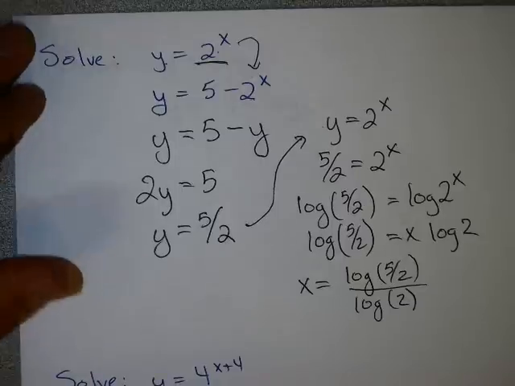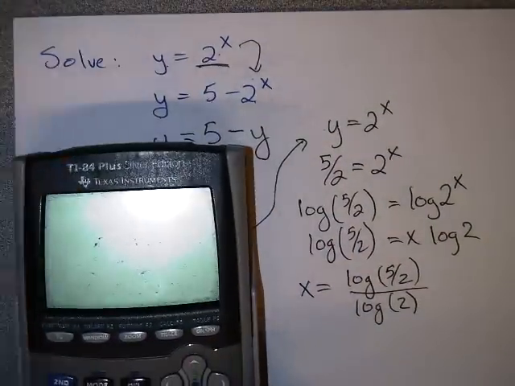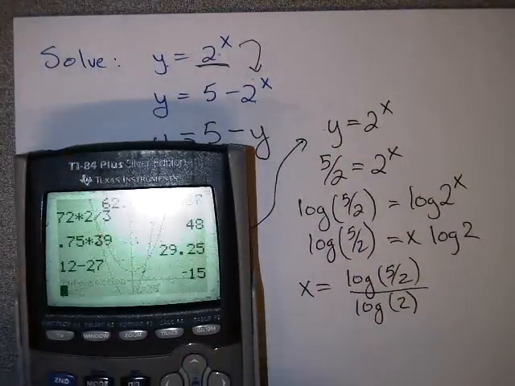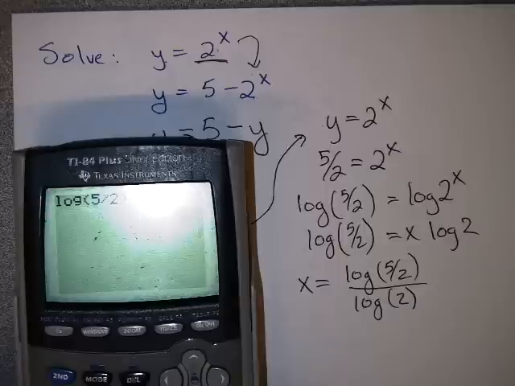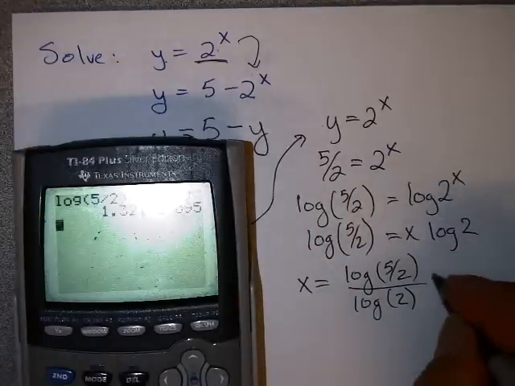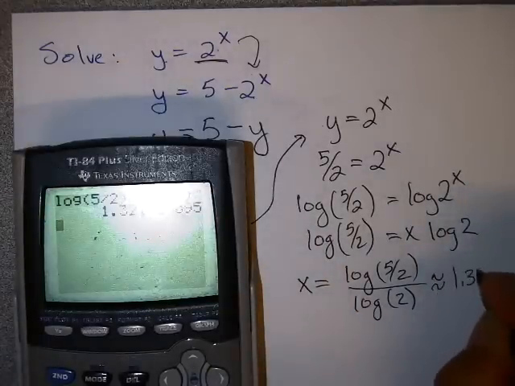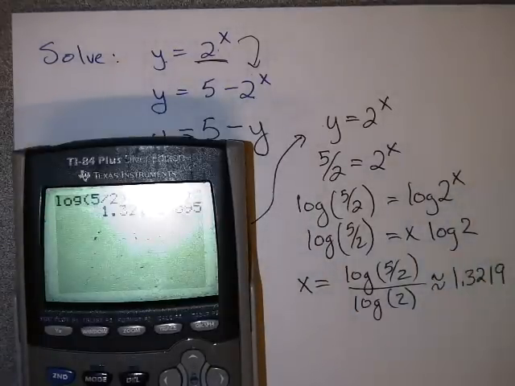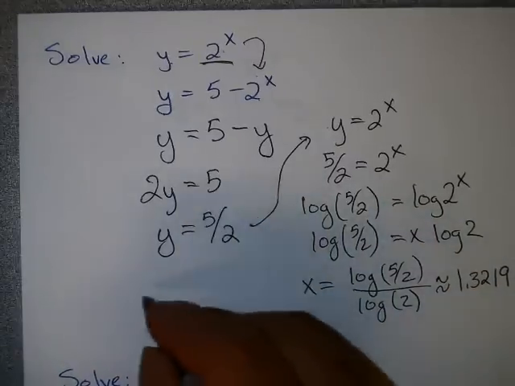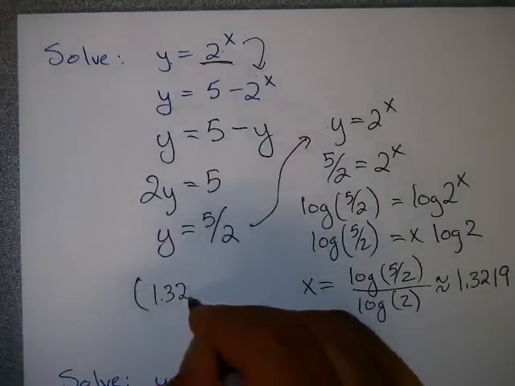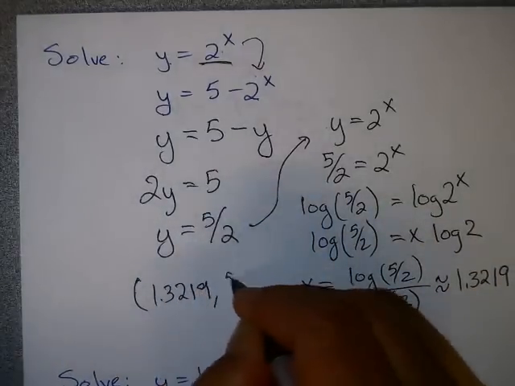Now let's take a closer look at this one on my calculator. First of all, I want to calculate that value. So you hit your log button, 5 divided by 2, divided by log 2. And this is approximately equal to 1.3219 if I go out to 4 decimal places. So my approximate solution is 1.3219, 5 halves.